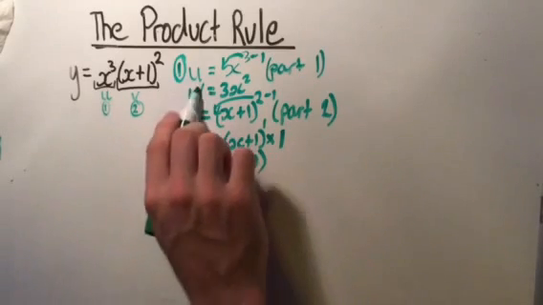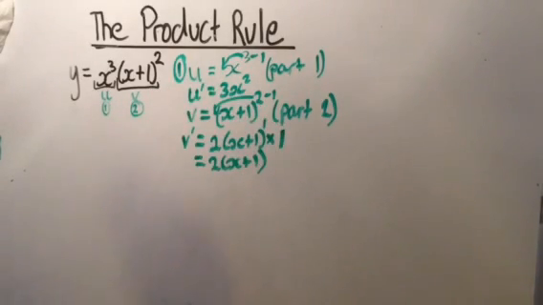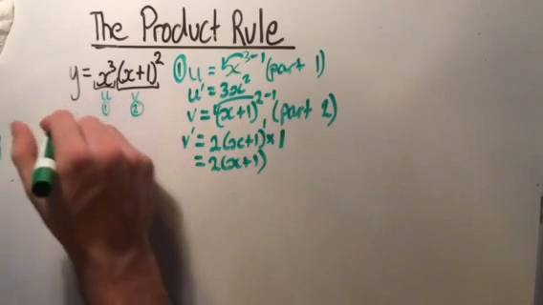So that's your first step, is to write out what each part is, separate them as u and v, and then do the derivative of each one. Now what's your next step? Well, what we're going to do is we're going to get the formula for what the derivative actually is when we have two parts. So we're going to write the formula here.